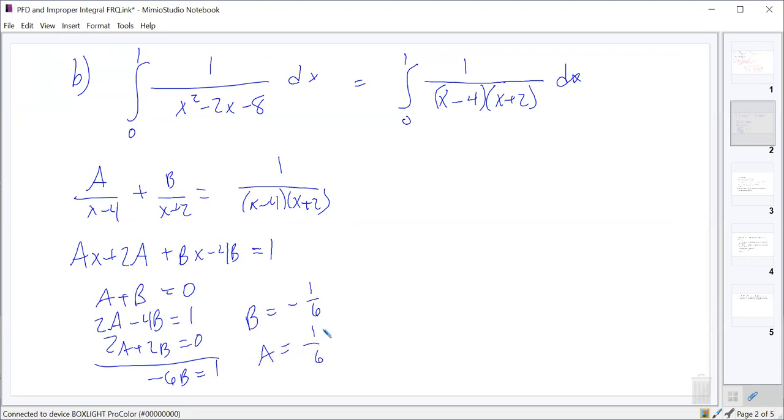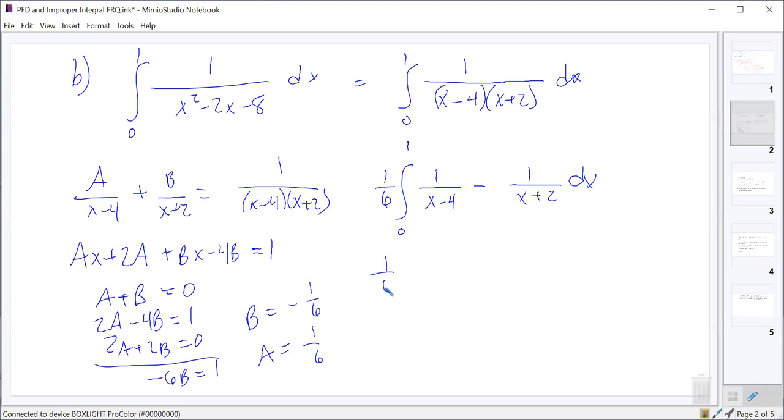Everybody good with that? So then we'll integrate from 0 to 1. We can pull the 1/6 out. No reason to leave the 1/6 in, right? Since they're both going to have a 1/6. And it should be A, which was 1 over x minus 4, and then minus 1 over x plus 2. If you leave the 1/6 in, that's fine too. Doesn't really matter, but I see no reason to keep it.